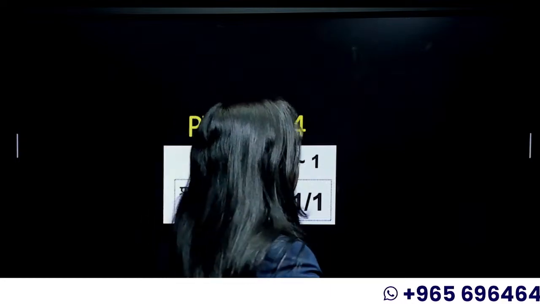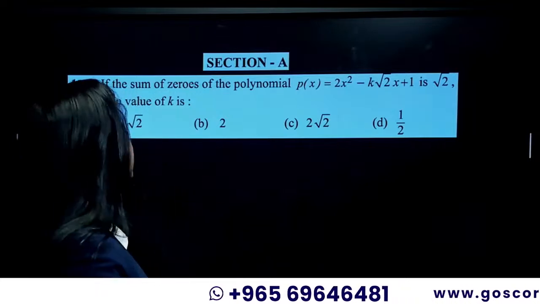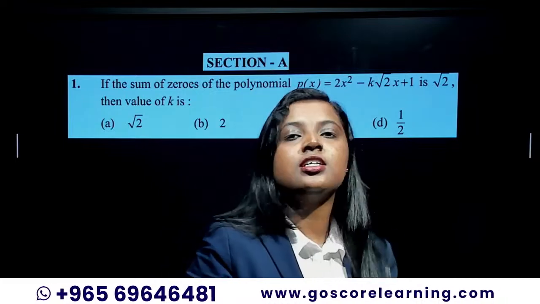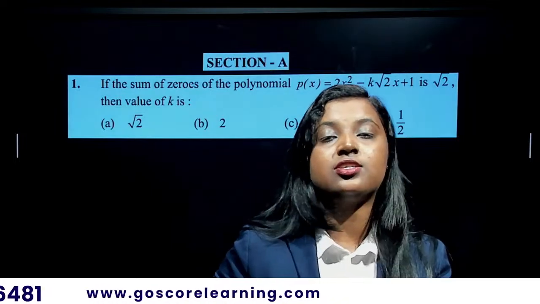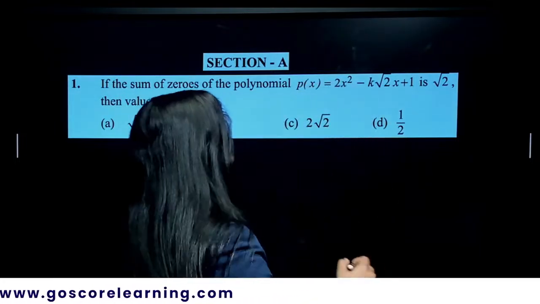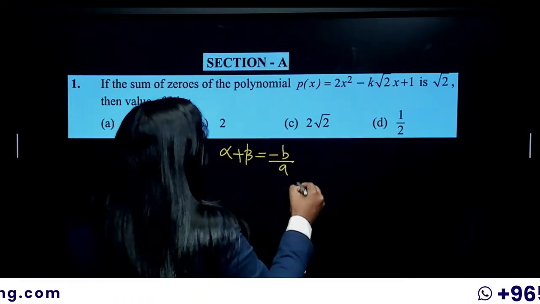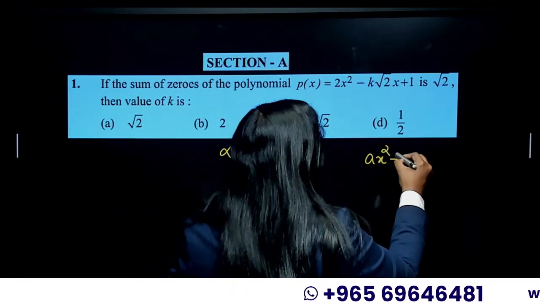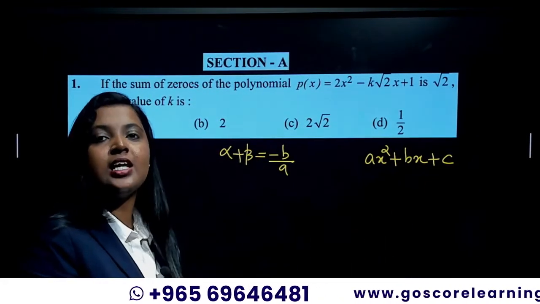Without wasting much time, we are going to solve the first question, that is from the chapter polynomials. If the sum of zeros of the polynomial is root 2, so the sum of zeros is already given, and we know that there is a relationship between the sum of zeros and the coefficients. Let us take the zeros as alpha and beta, then alpha plus beta is equal to minus b by a. What are b and a? When you have the polynomial ax squared plus bx plus c, the coefficient of x is b and the coefficient of x squared is a.